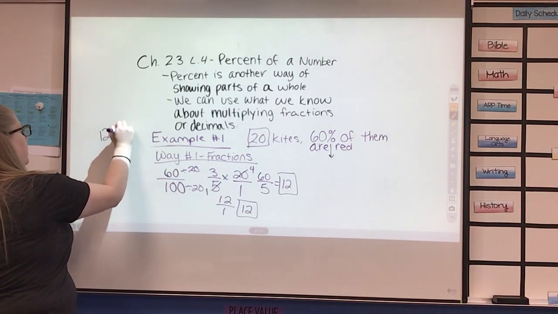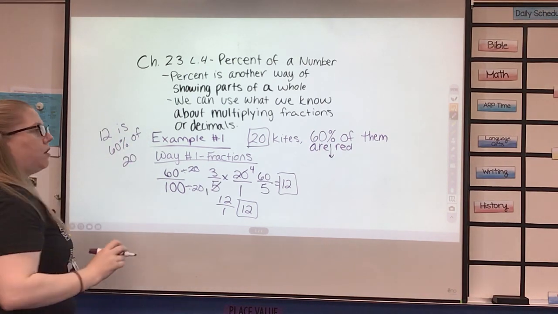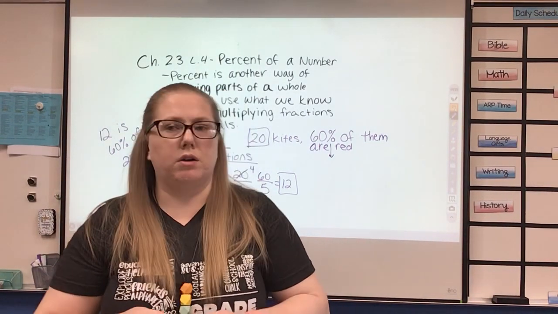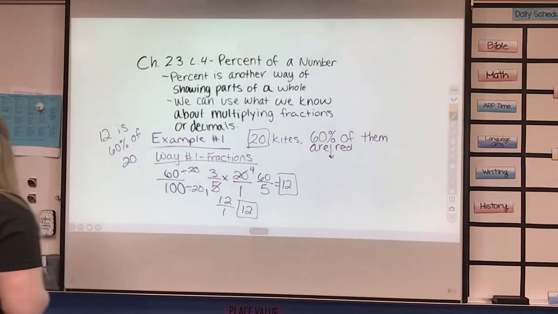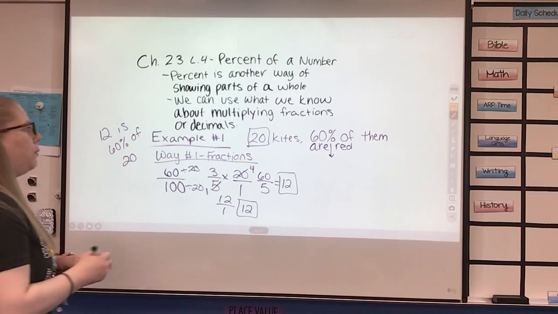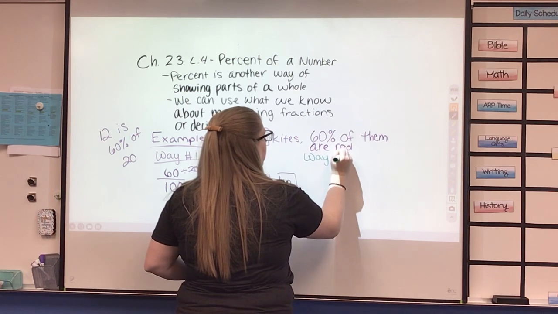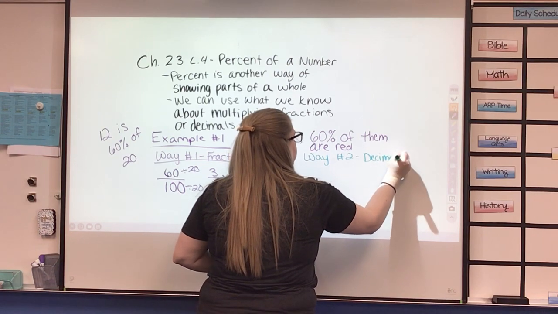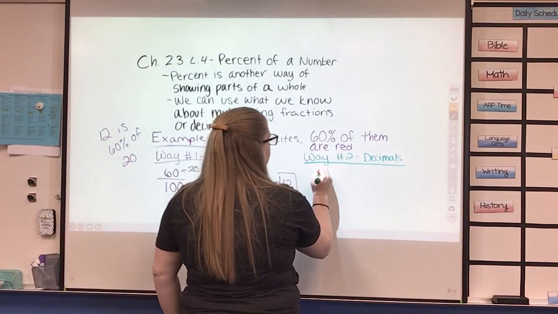12 is 60% of 20. Okay? So the other way I can do this is by decimals. Now again, I don't like decimals, but I will show you because it's good to know which way you like versus what way I like, because they may not be the same. Okay, so way number 2, I'm going to erase this little arrow. Is decimals. So now I have to take my 60% and turn it into a decimal.